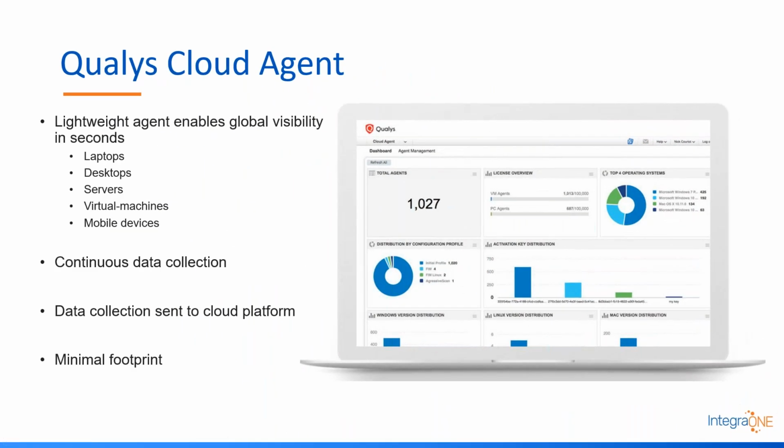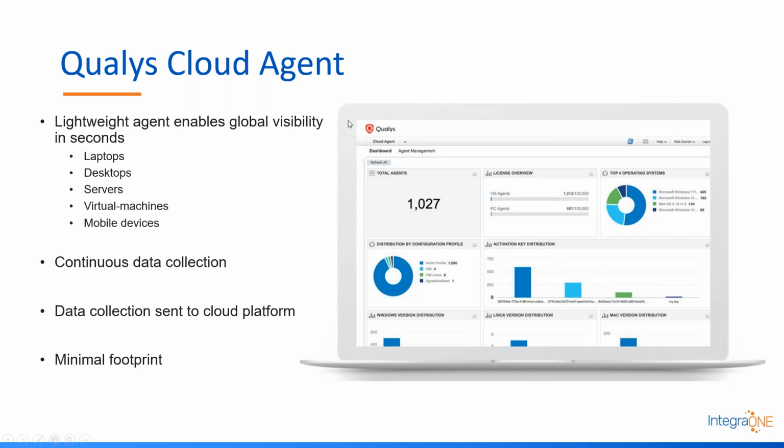And that third piece, so the cloud agents. So what are the agents? It's a software package that installs on laptops, desktops, servers, virtual machines, mobile devices. It enables global visibility in seconds. So you have a lightweight agent installed that's continuously collecting data, and it's sending that data up to the cloud platform. So this is really your source of intelligence on all of your assets.